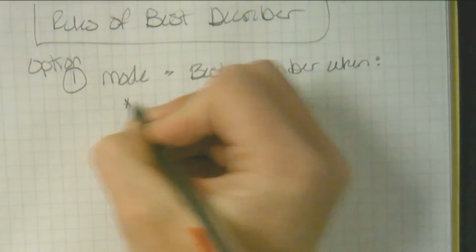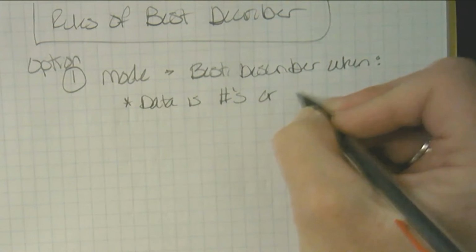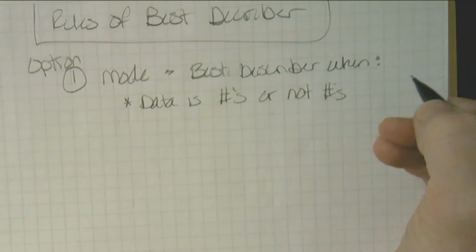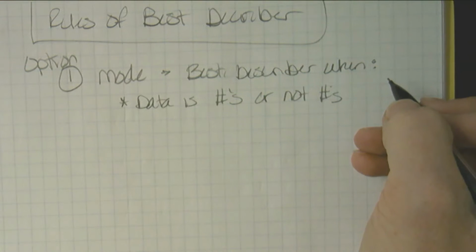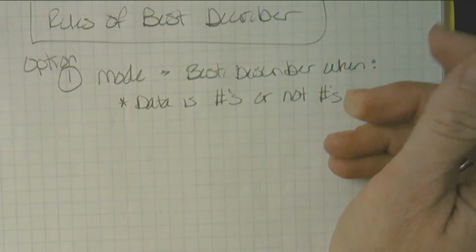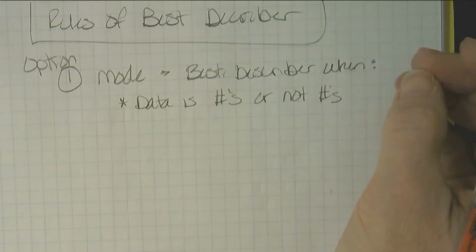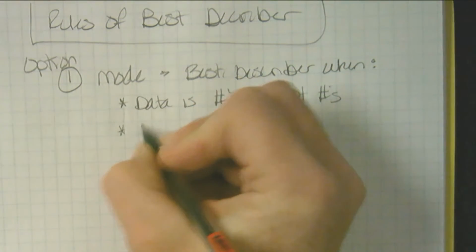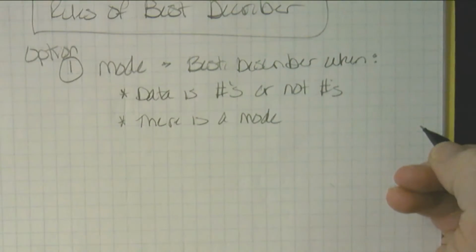When the data is numbers or not numbers. So I could say favorite movies, right? If all of you had almost the same favorite movie, then that's what I would say. The vast majority of you, your favorite animated movie was Frozen. I could say that in this class if that's the case, because the vast majority of you chose Frozen. So the data is numbers or not numbers, so you could do either. There is a mode. If there's no mode, obviously mode can't be the best describer.